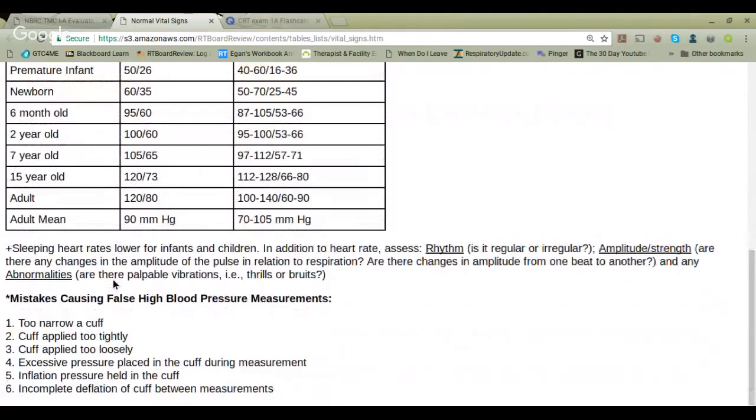Sleeping heart rates are lower for infants and children. In addition to heart rate, you assess the heart rhythm. Is it regular or irregular? The amplitude or strength. Are there any changes in the amplitude of the pulse in relation to respiratory rate or respiration? Are there changes in amplitude from one beat to another? And any abnormalities? Are there palpable vibrations, thrills, or bruits?